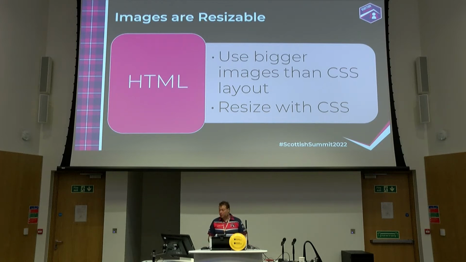Images are resizable. Use bigger images than your CSS layout. What I mean is, if you want to add an image to your website of, for example, 300 times 150 pixels, don't upload 300 times 150. Do it triple: 900 times 450. But show it with your CSS code at 300 times 150. If you do that, then if people resize, it will have the quality that is needed.